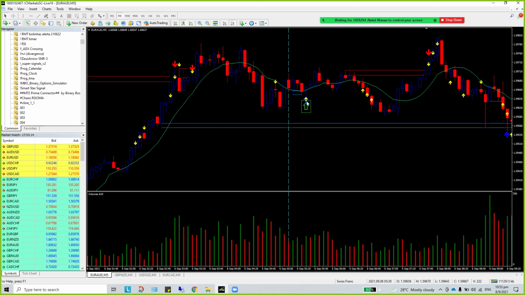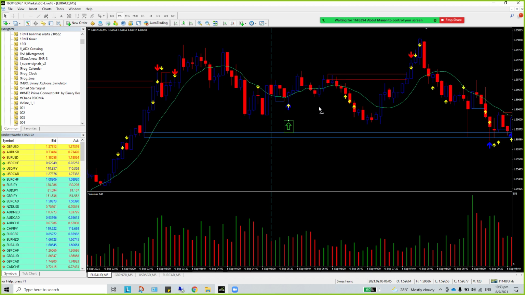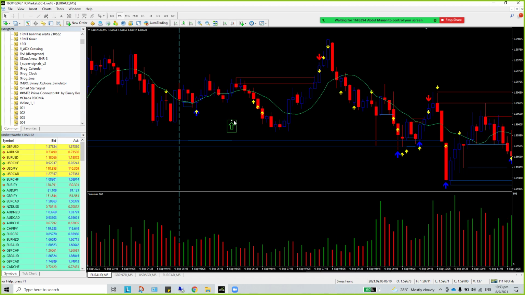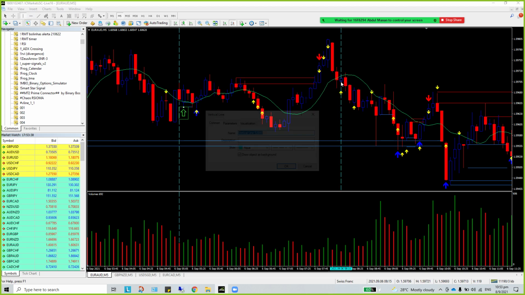If the candle is already bearish and the lower wick of the candle touches the moving average, then there should be a buyer on the next candle. Yes, correct. See, this is a sell signal. This is a buy signal, and you can see the sell signal here.